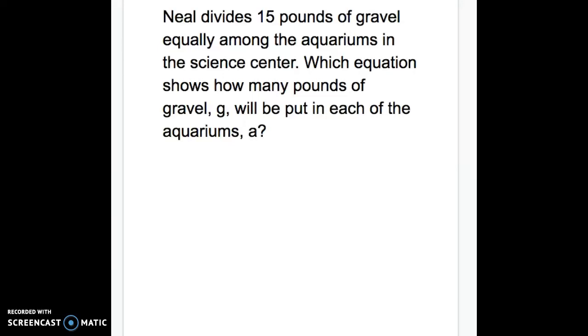Hi parents and students, just wanted to talk to you about how you can write an algebraic equation based off of a story problem. So first thing I want students to do is to go ahead and read the problem and identify which numbers or variables they're talking about.